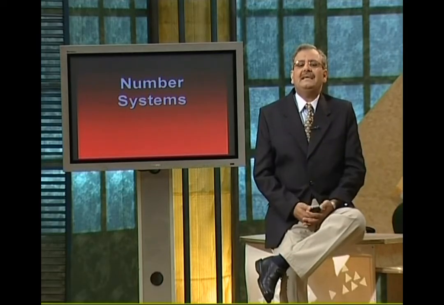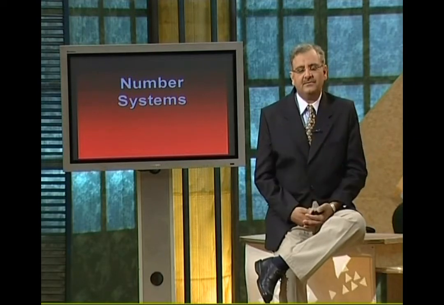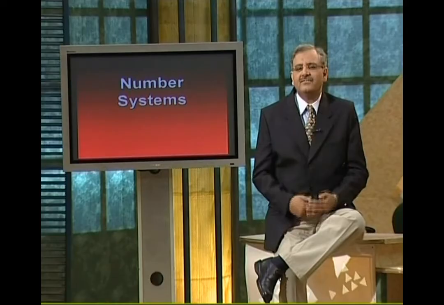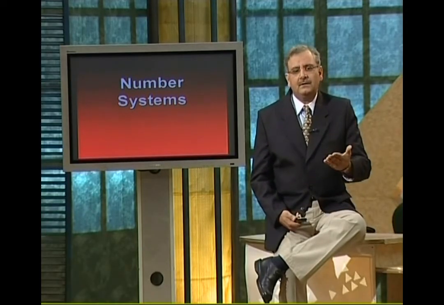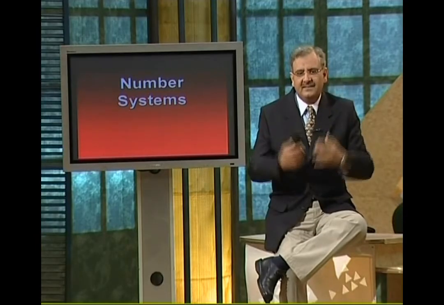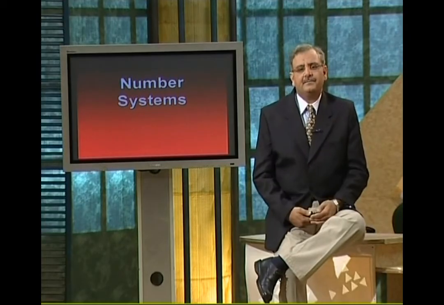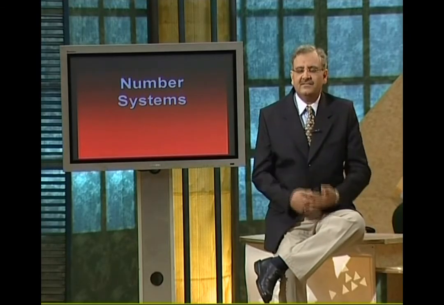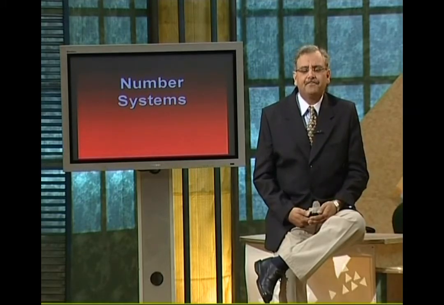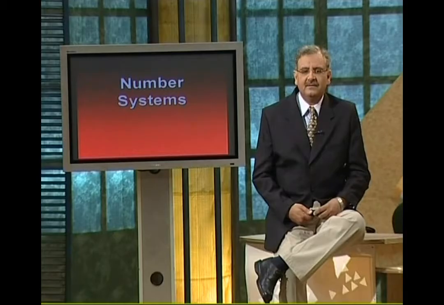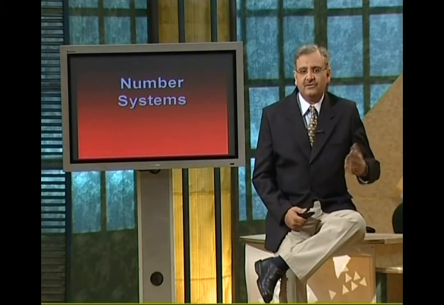Can you give me an example of a number system which is not a positional number system? Well, the answer is the Roman number system. Remember, 1 or its vertical bar represents 1, 2 vertical bars represent 2, 5 is represented by V, 6 is represented by V and a vertical bar, and 10 is represented by the character X. So the Roman number system is not a positional number system.